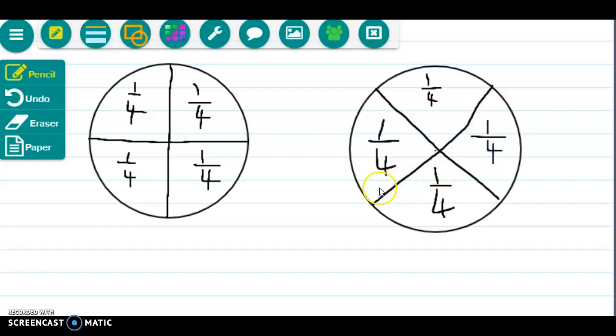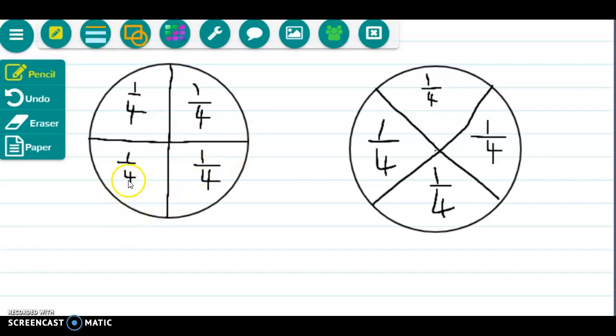Alright guys, remember, your bottom number is your denominator. This tells you how many different parts your circle, rectangle, or square is cut into. So this 4 here, your denominator, means we're cut into 4 different parts. 1, 2, 3, 4. The 1 means just one section out of the 4.